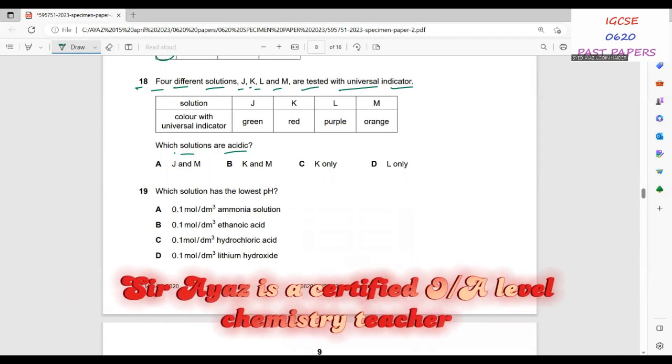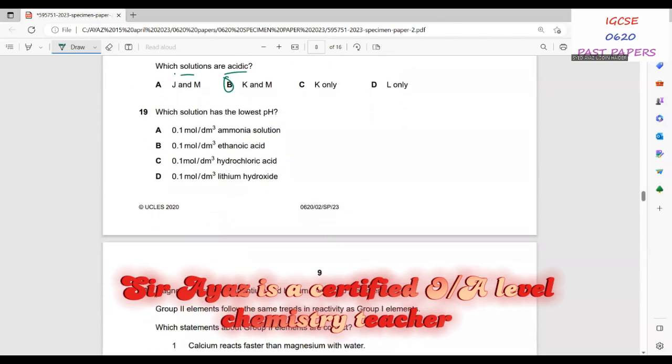In K, the acidic solution will give red. In M, it's giving orange. So B will be the right answer. The other choices are wrong.